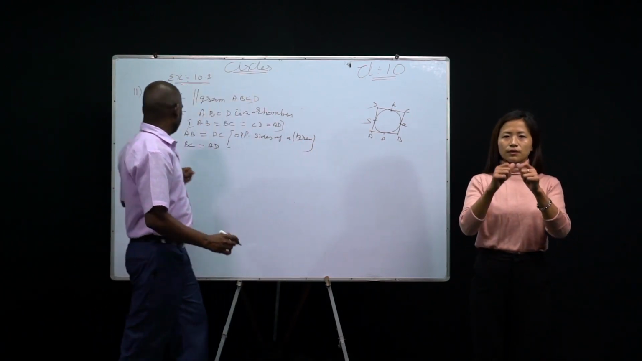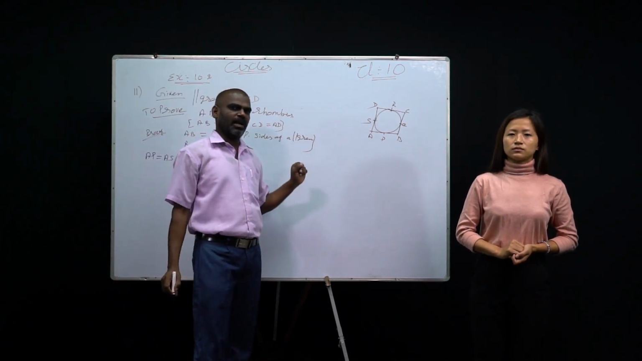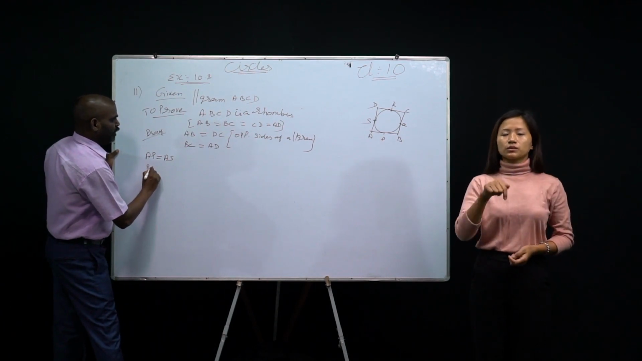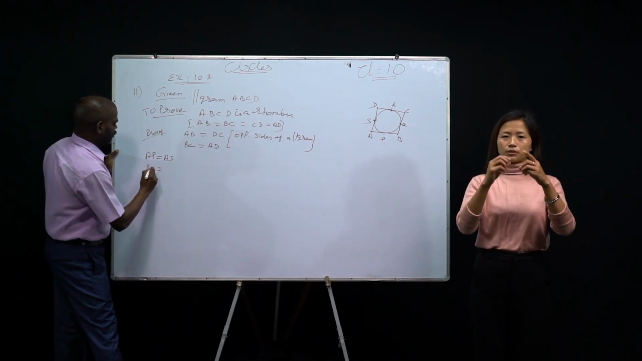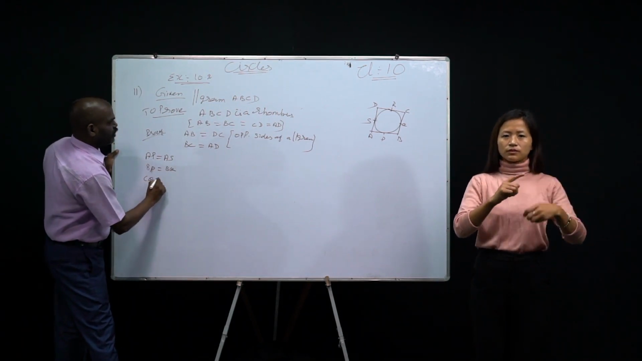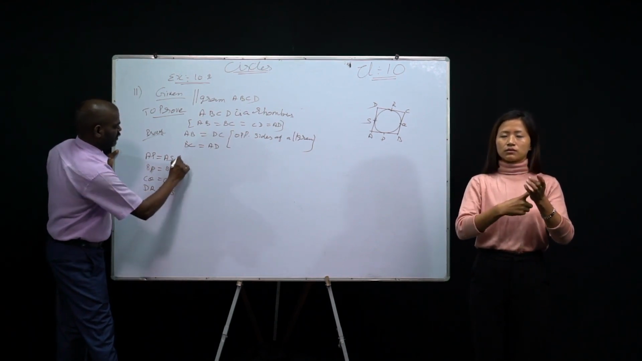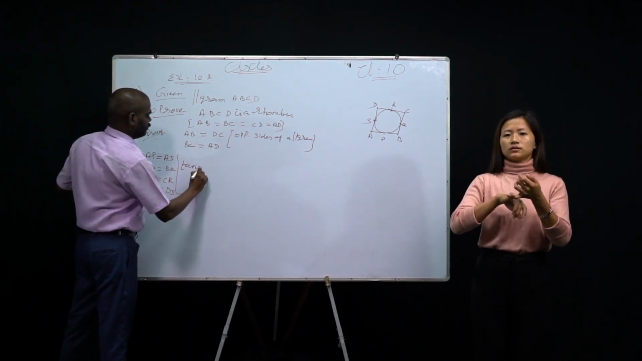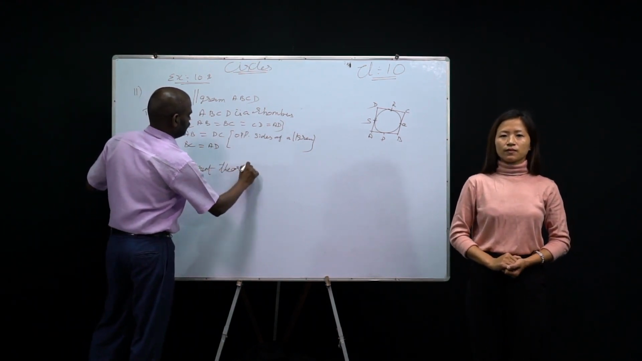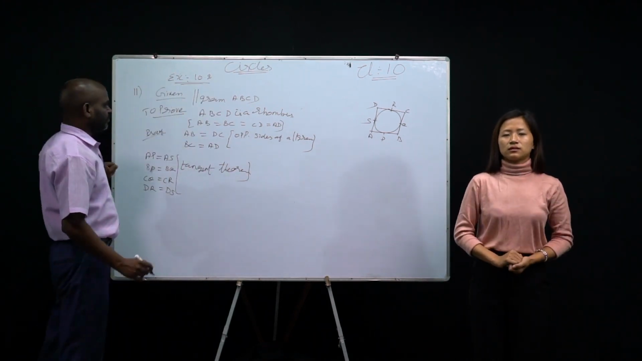AP equal to AS. Yes, last class we learned, right? Why? Tangents, isn't it? Now tell me which one next? BP equal to BQ. Next, CQ equal to CR. Next, DR equal to DS. Why? Tangent theorems. Now come.